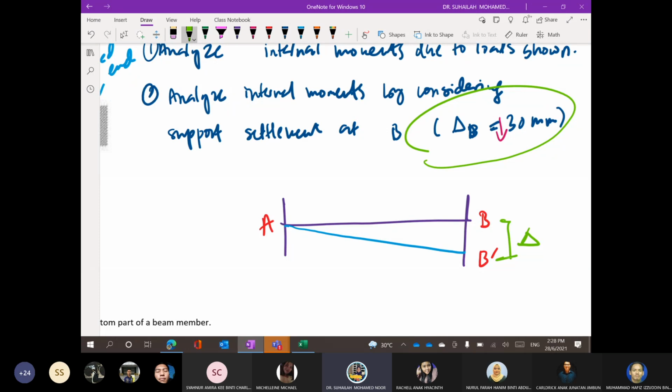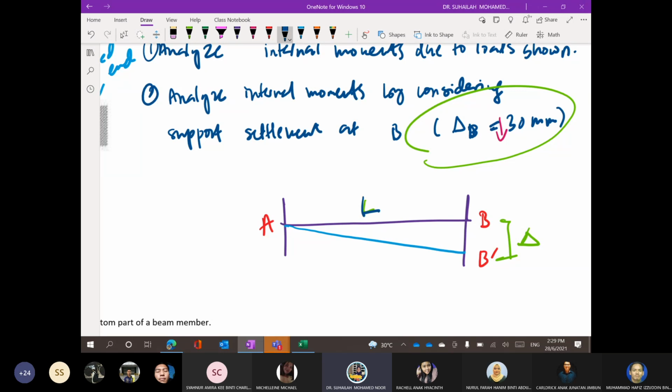Okay, assume that both ends are fixed. This is the formula. This formula is actually given on the cover of the textbook. Later on I will put the formula in this OneNote. So delta, and this is L.